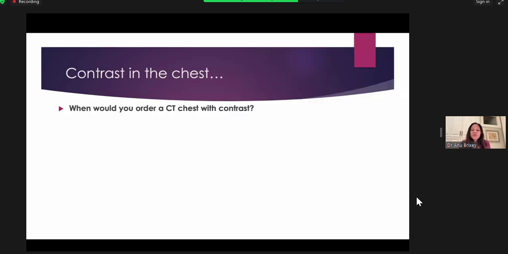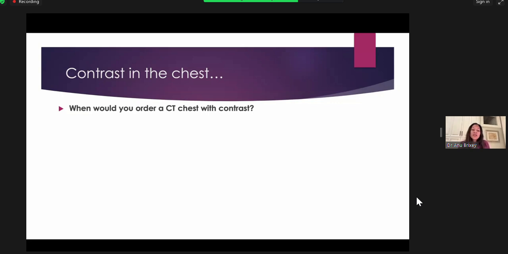Okay, so now that we've gone through that, let's very briefly talk about contrast in the chest, and then we're going to move on to our cases. The first question about contrast is, when would you order a chest CT with contrast? This is an important point, because a lot of times, clinicians may not know whether they should order contrast in a patient or not. And if you're reading a scan that should have required contrast, you're not going to be able to provide the information or the answer as to what's going on in the patient.